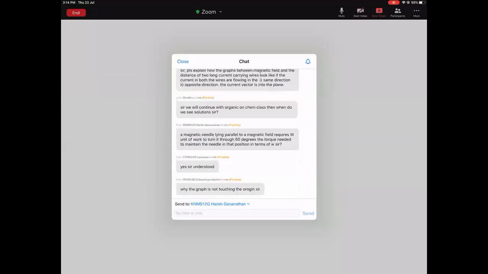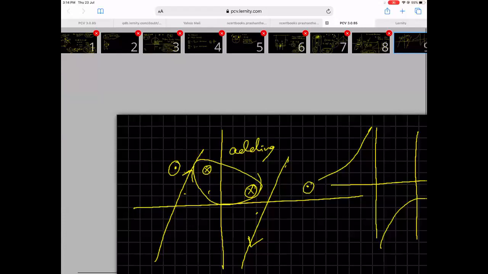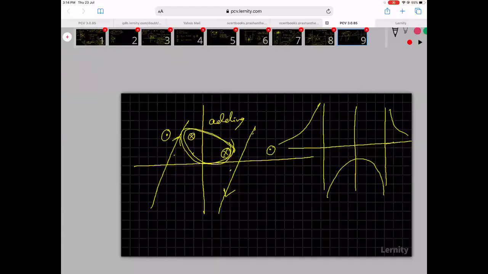Why is the graph not touching the origin? Because it is adding in between, no? Adding in between means somewhere it will never be equal to zero. Both the magnetic fields are in the same direction. So at the center it will be mu naught I by 2 pi d plus mu naught I by 2 pi d. So it will become equal to mu naught I by pi d.